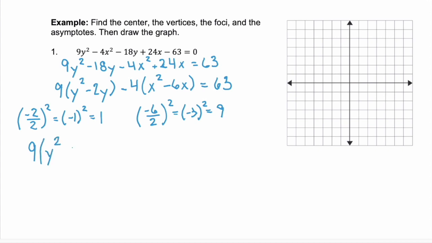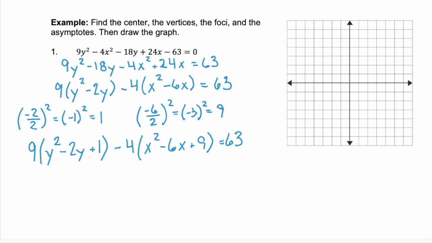So for the y, we have y squared minus 2y, and we add that value from completing the square. Now we're going to do the same thing with our x. X squared minus 6x plus 9. But now we have to deal with the right-hand side. And this is where you have to go slowly. You don't want to make this really common mistake.